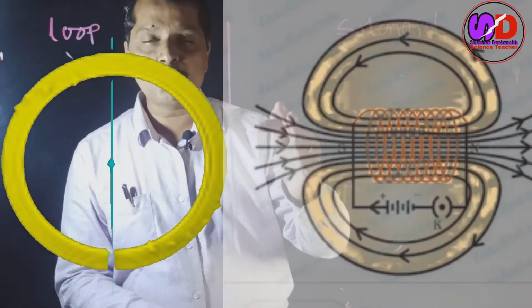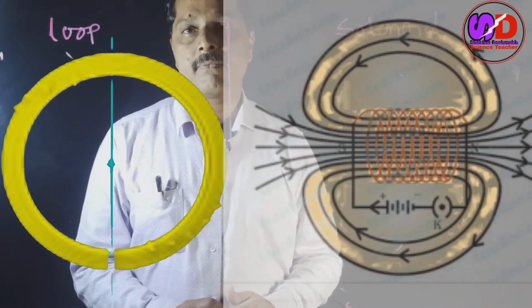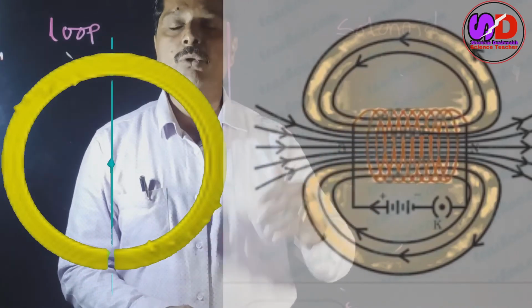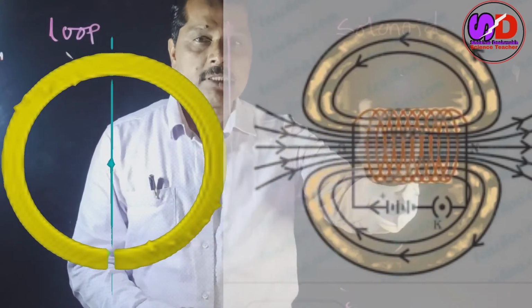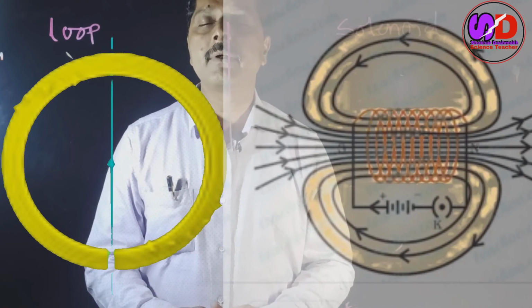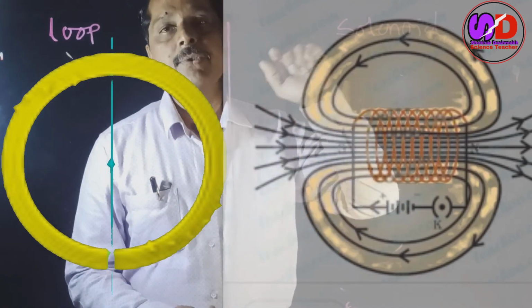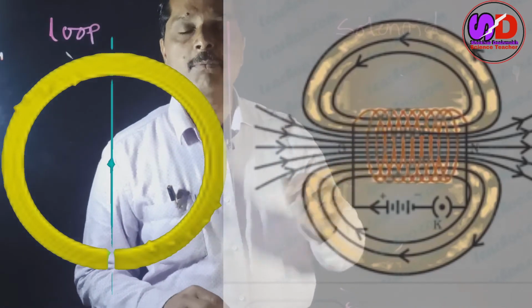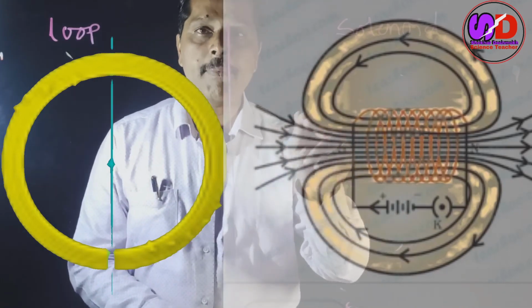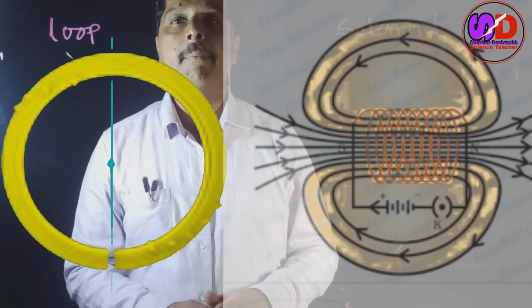North pole and south pole are produced if we start current flowing through the solenoid. And in the center of the solenoid, through these loops, we can see that a uniform magnetic field is produced because all the lines passing through the center are parallel to each other.